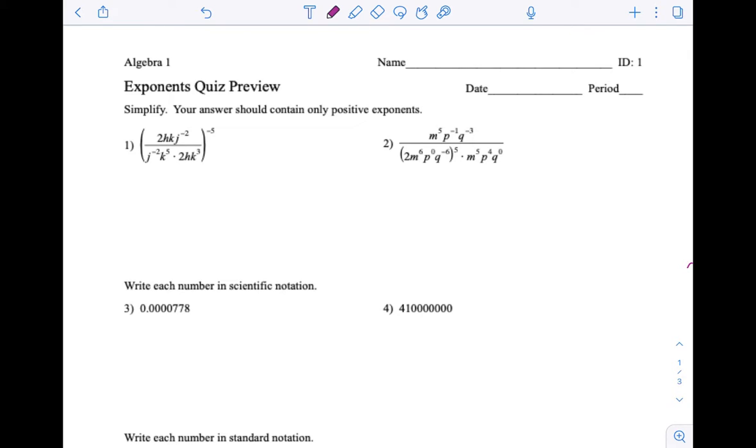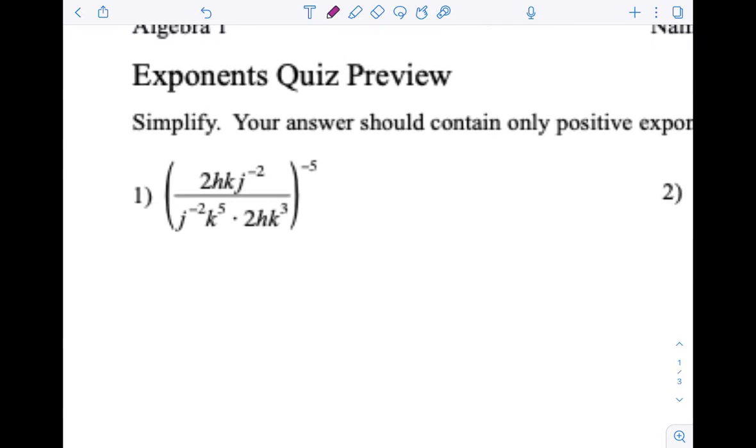Everyone, here we go. We are here for this quiz preview. So make sure that you have your paper and pencil out, ready to copy down everything that we do in this assignment so you are prepared for the quiz. All right, here we are.